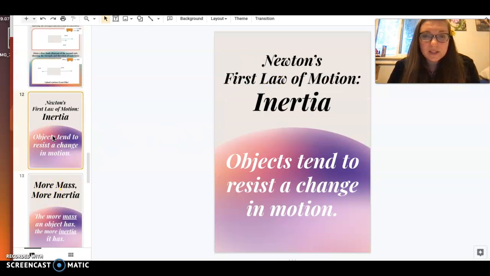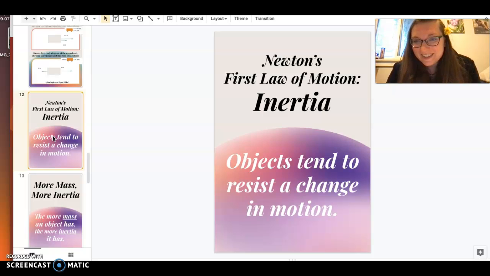So this brings us back to Newton's first law of motion, which is about inertia, which is just a super simple way of saying that objects tend to resist a change in motion. And you can feel that in your body when you're sitting on the couch and you're thirsty and you need to get up, but you're like, I don't want to. That's inertia holding you still.